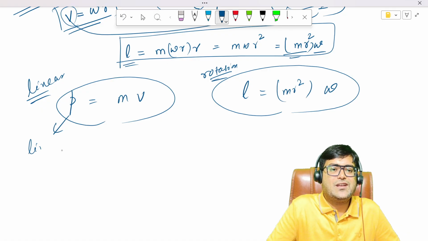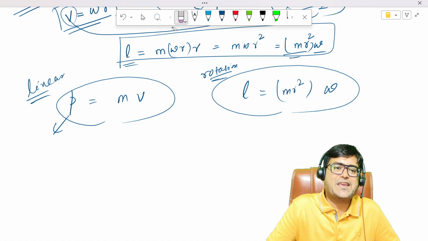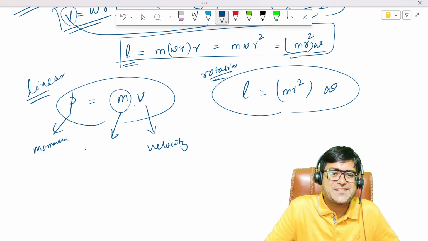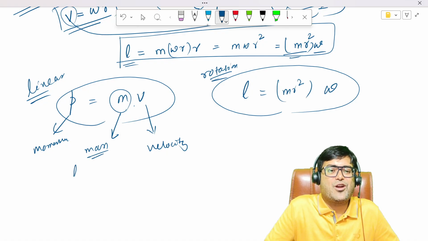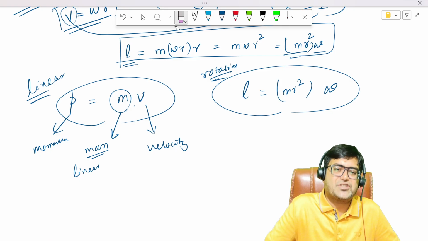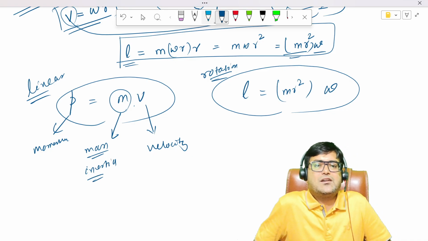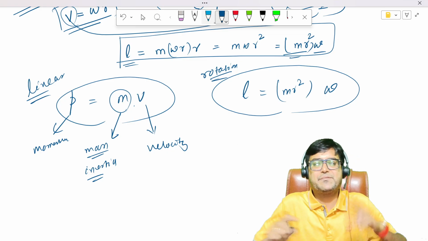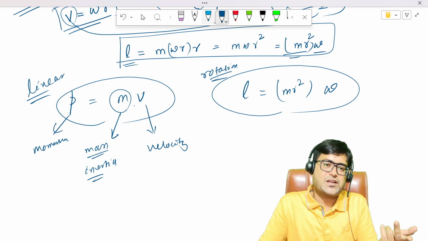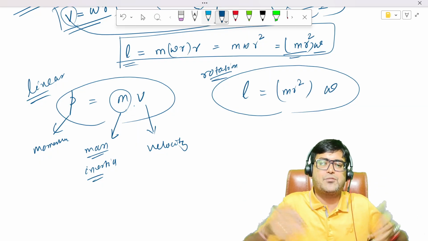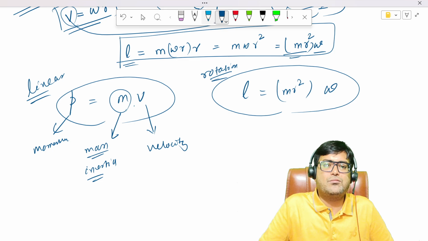Now, p is your linear momentum, right? In linear motion, p is your momentum, v is your velocity, and what is m? m is your mass. I would simply call it inertia, since the case is linear. You see, mass and inertia are basically interchangeable terms. Technically speaking, inertia results from the mass of an object. And what is inertia? It's the resistance that the object provides to any change in its state of motion, right? So I can call mass inertia.